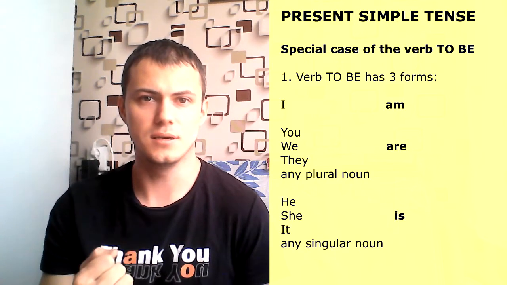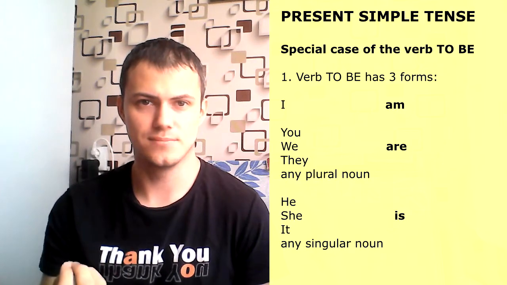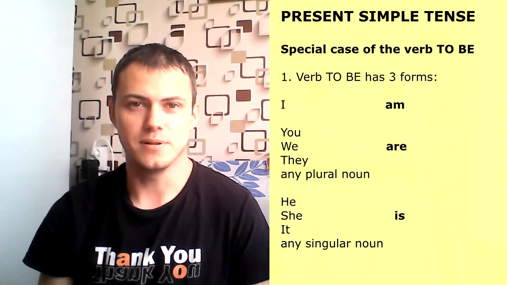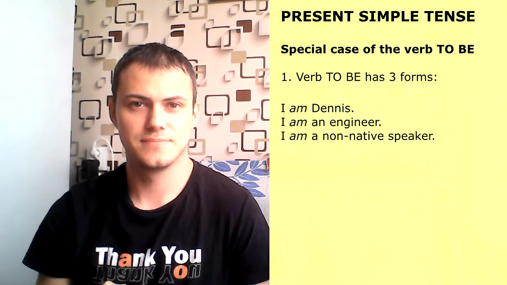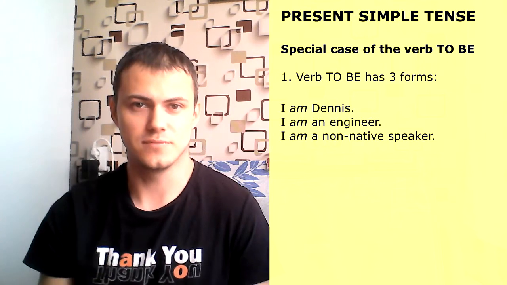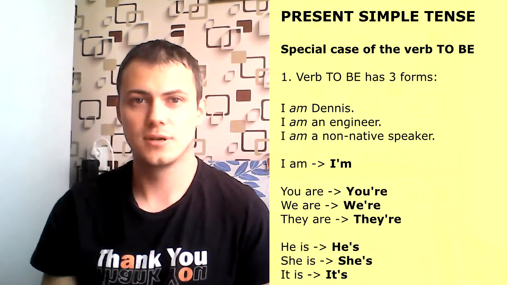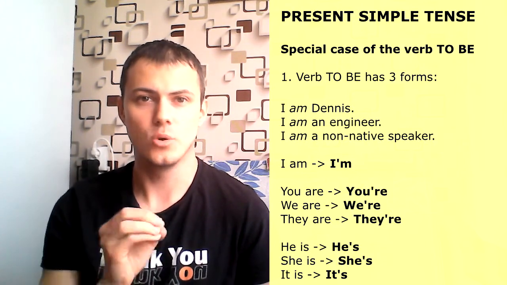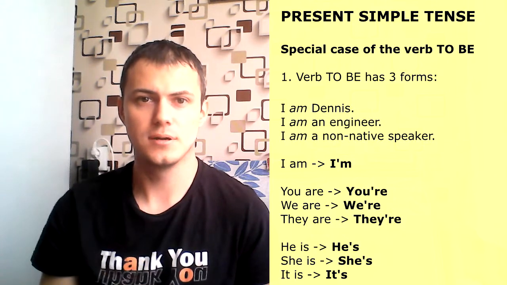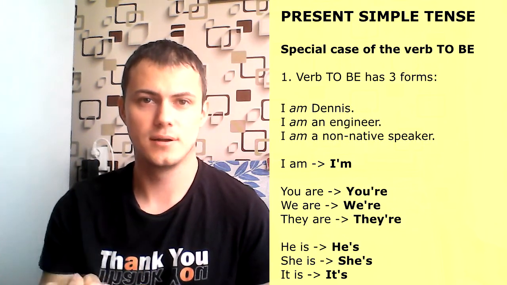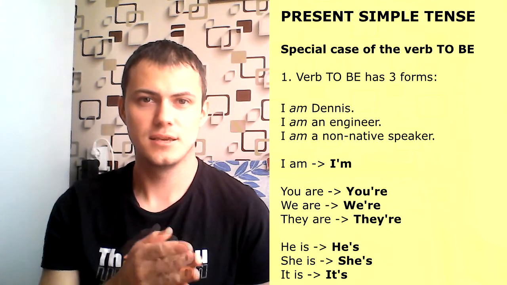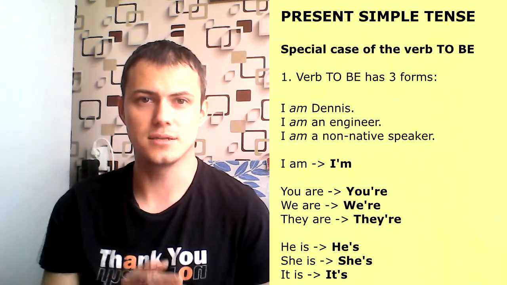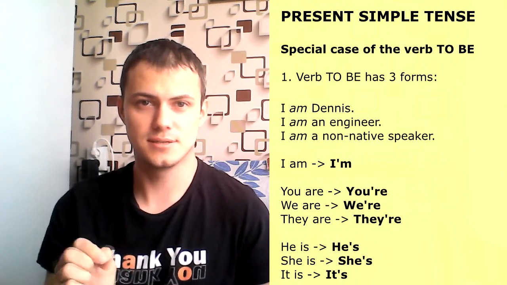It, he, she is. For example, I'm Dennis. I'm an engineer. I'm a non-native speaker. Usually we can shorten I am to I'm, you are, we are, or they are to you're, we're, they're, and he is, she is, and it is to he's, she's, and it's.